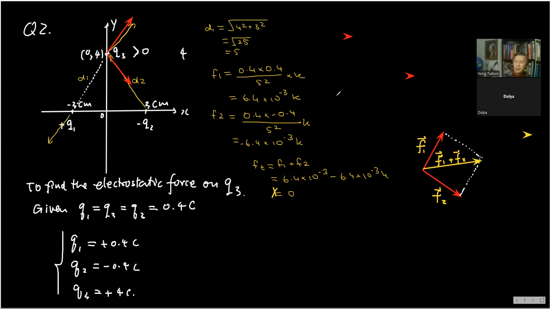Alternatively, you can form the triangle. You can also move this F2 to the other side. This also gives the sum of the two forces. So you decide how to work out this force.